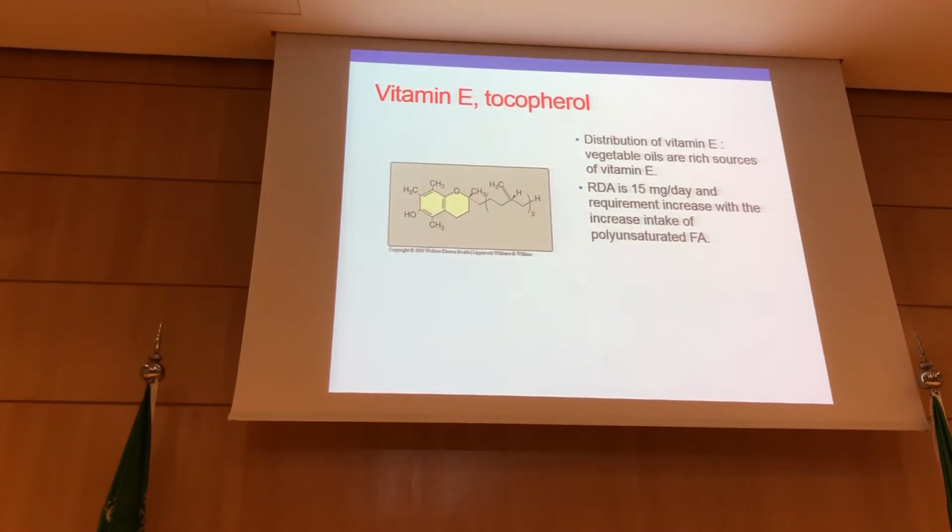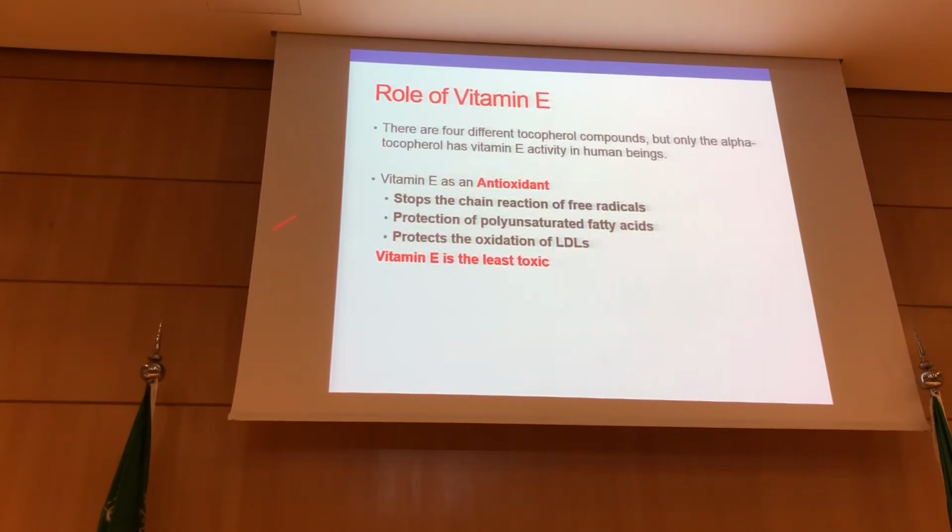Vitamin E, also called tocopherol, is present in vegetable oil. It is the least toxic. No need to study the recommended dietary allowance, so no need for this slide actually. What I want you to know is the role of vitamin E. Vitamin E plays a role as an antioxidant because it stops the chain reaction of free radicals, protects the polyunsaturated fatty acids, and protects against oxidation of low density lipoprotein, which is the carrier of cholesterol. When it's oxidized, it causes atherosclerosis. So that's why vitamin E can be considered an antioxidant, and it is the least toxic.